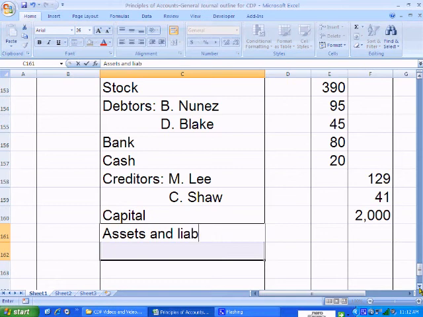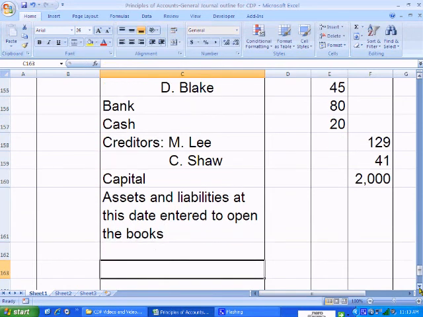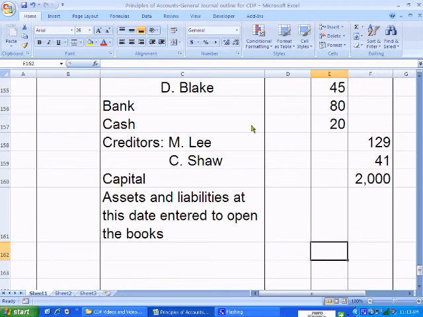Then we do something called balancing up. As usual, you would have known by this that we do it all the time. Remember the figure is 2170. So that's it for opening entries into the general journal. So that's how it is done.